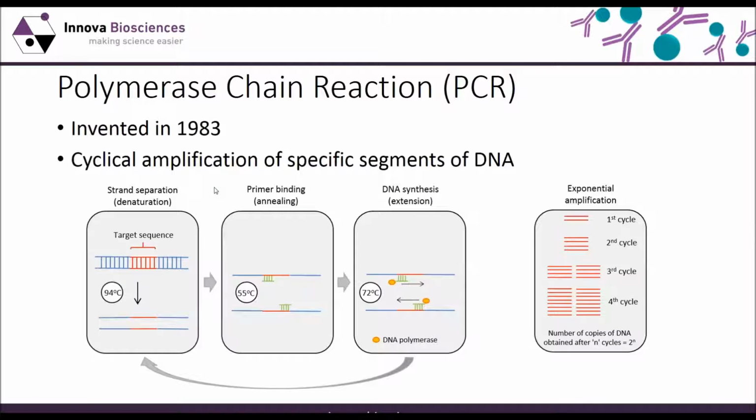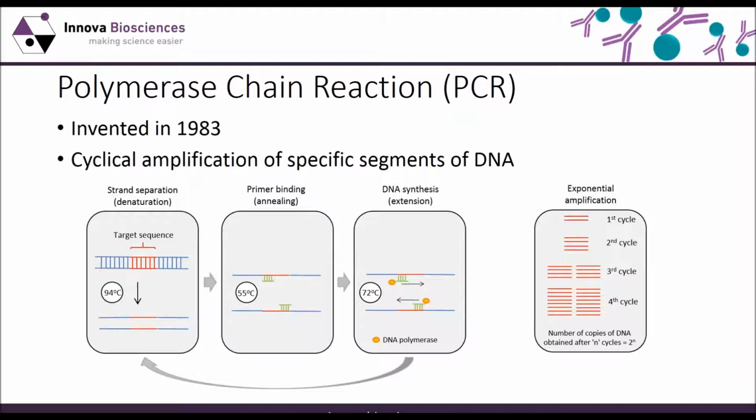The polymerase chain reaction, PCR, was invented by Dr. Kary Mullis in 1983, a discovery for which he was subsequently awarded a Nobel Prize. PCR is a technique that is used to amplify a specific segment of DNA from only a small amount of starting material, and can rapidly produce more than 1 million copies via a simple 3-step cycling process.